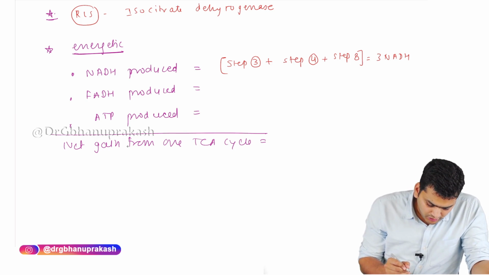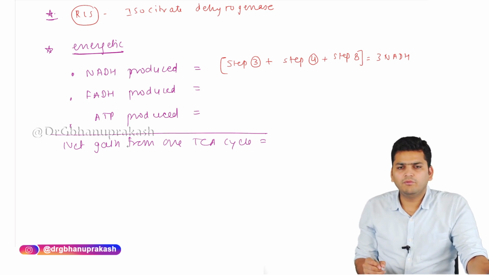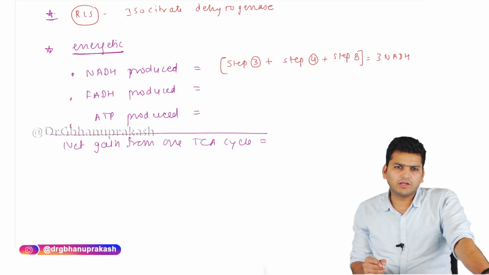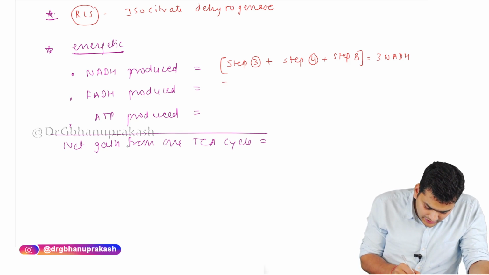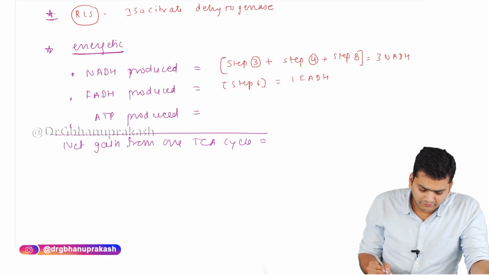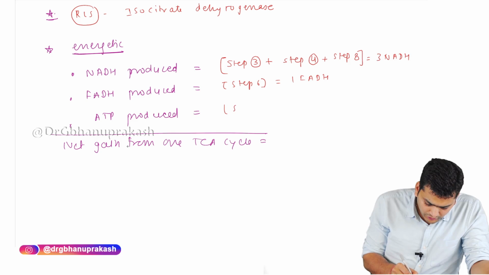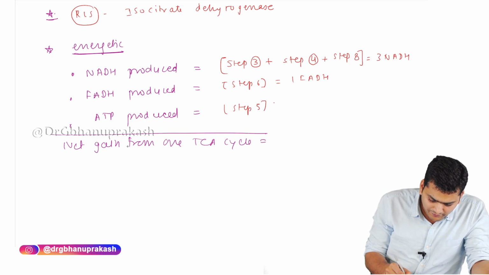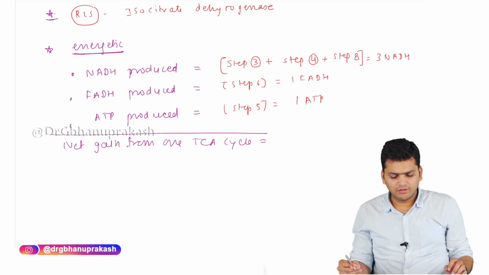When it comes to the FADH, we have got only one FADH, that is in step number 6. And when it comes to ATP, we have got only one ATP, that is in step number 5.